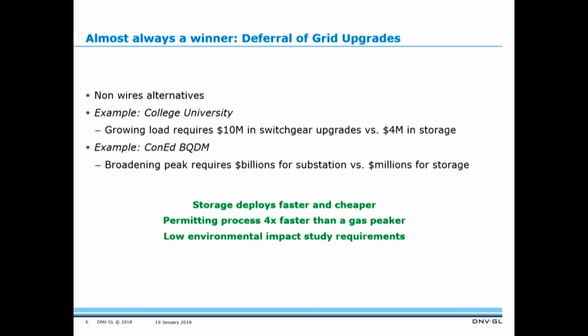Con Ed has a great example with the Brooklyn Queens Demand Management Program, or BQDM, where they are looking at investment in wires or substations that would cost them billions versus they could invest millions in storage and save themselves a lot of money. So being able to defer those upgrades is valuable to them. The main takeaways from that are that storage deploys faster and cheaper. It's very modular, as Tim showed. The permitting process is typically 4 times faster than a gas peaker, and you don't have to worry about a lot of the environmental impact study requirements because you don't have emissions to worry about.